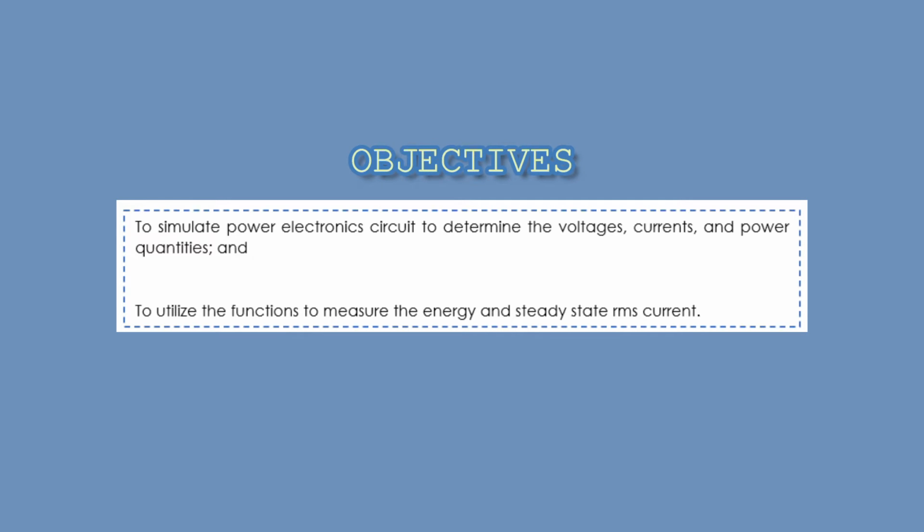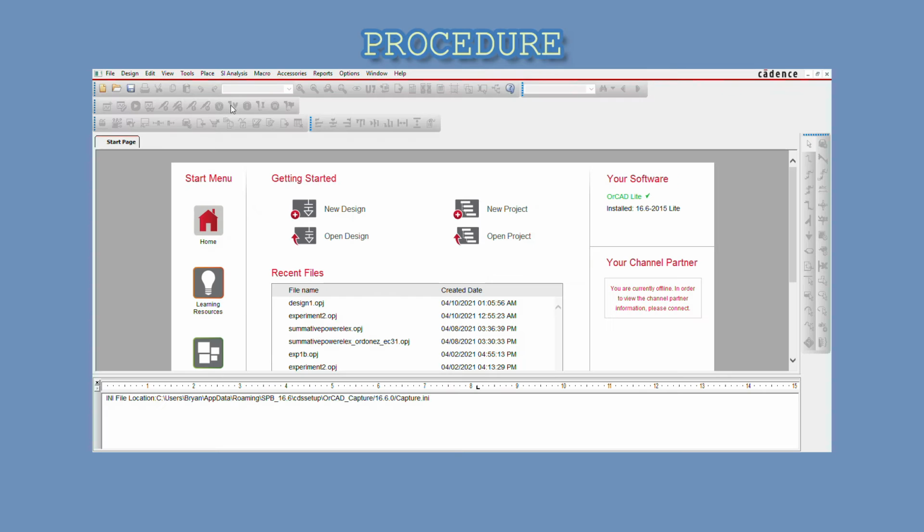The objectives of this experiment are to simulate power electronic circuits to determine the voltage, currents, and power quantities, and to utilize the functions to measure the energy and steady-state RMS current. Now, let us begin with the experiment.